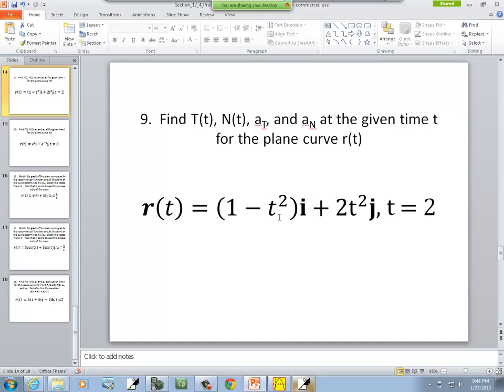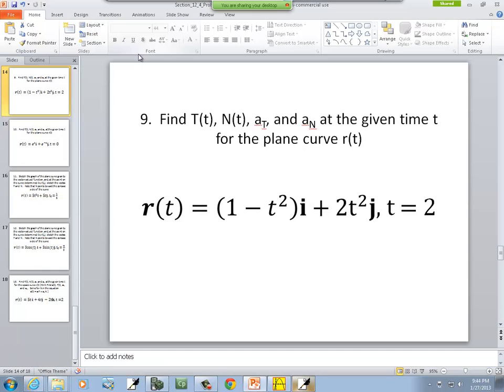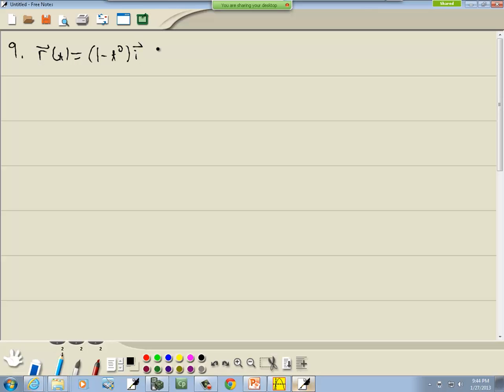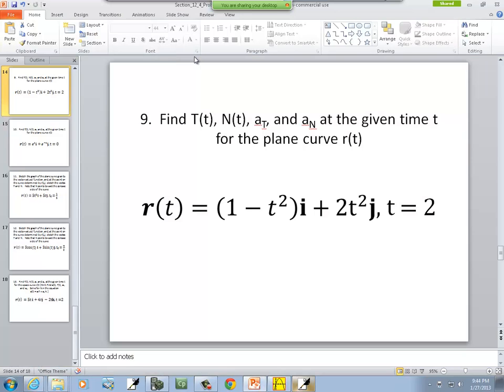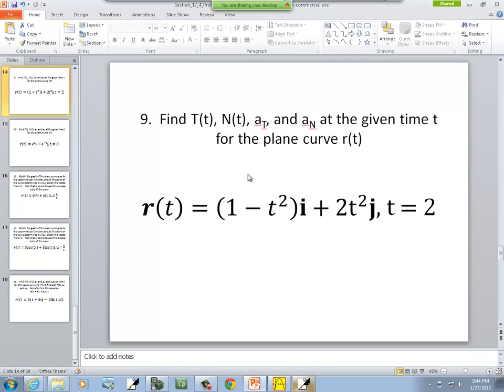And number 9. We've got r equal to 1 minus t squared i plus 2t squared j, and t is equal to 2. Now notice this is 2 dimensions, so we can do that little trick again. Once we find t, we can very quickly get n. They just flip-flop, and you just have to make sure your signs are right.